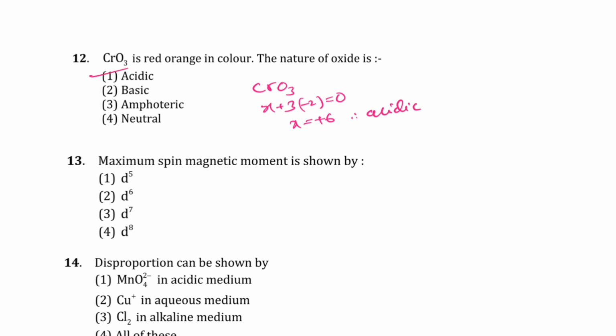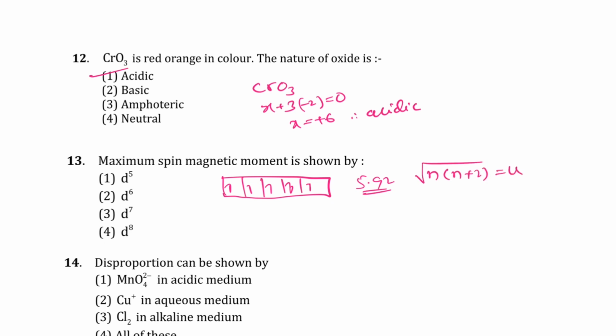13. Maximum spin magnetic moment is shown by d5, d6, d7, d8. Generally, we know that d orbitals are 5: 1, 2, 3, 4, 5. 5 unpaired electrons means that is the maximum. That is 5.92 BM, because root of n into n plus 2 is the magnetic moment formula.